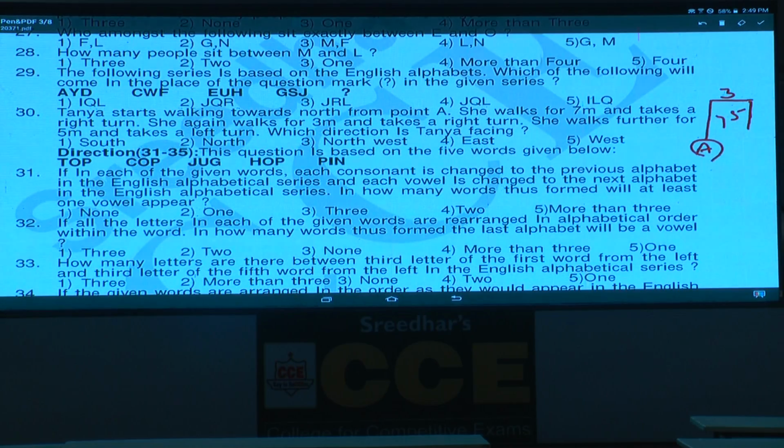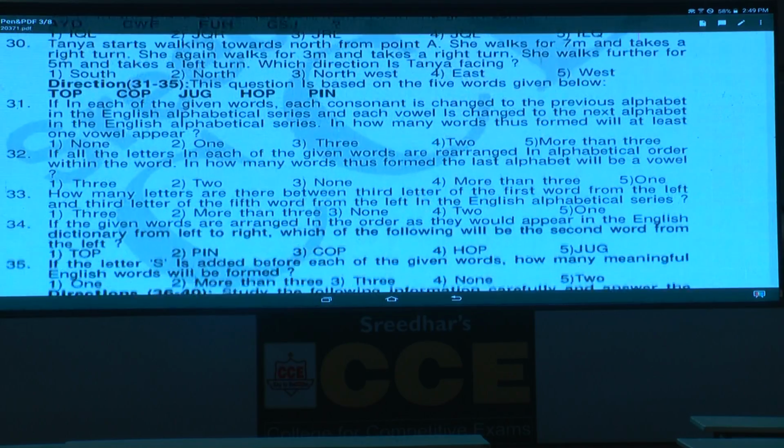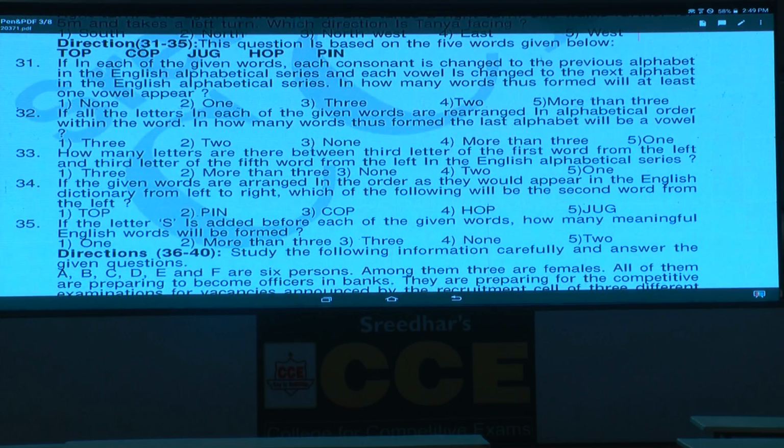Which direction is Tanya facing? Now this person is facing towards like this. Now this person is facing towards which direction? East, that is choice 4. Hence question number 30, choice 4 is the answer. Done with this? And 31 to 35.